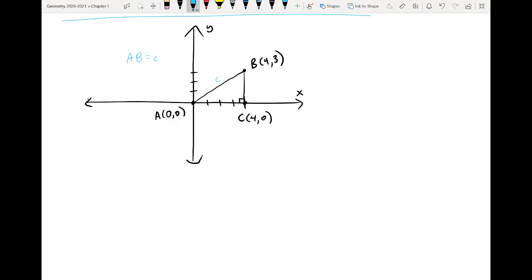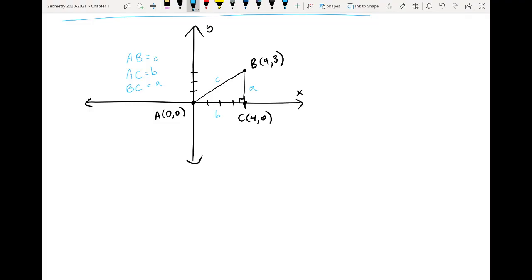Also, similar deal with AC. AC is opposite of angle B, so we will call this guy lowercase b. So line segment AC is equal to lowercase b. I think you could probably do the last one on your own, right? Line segment BC is going to be equal to lowercase a.